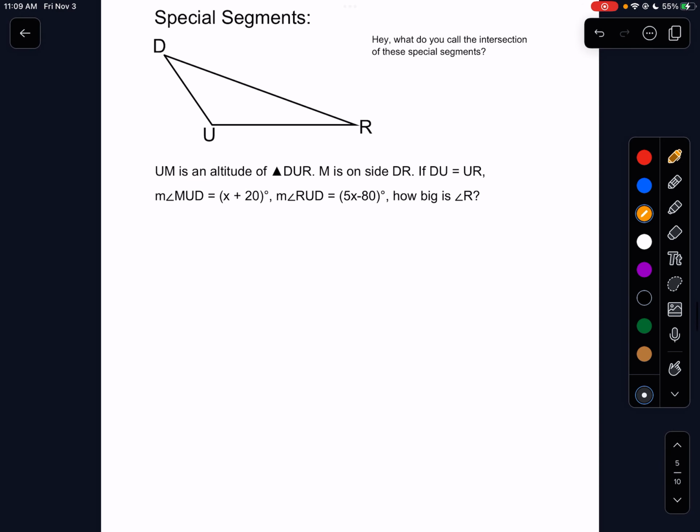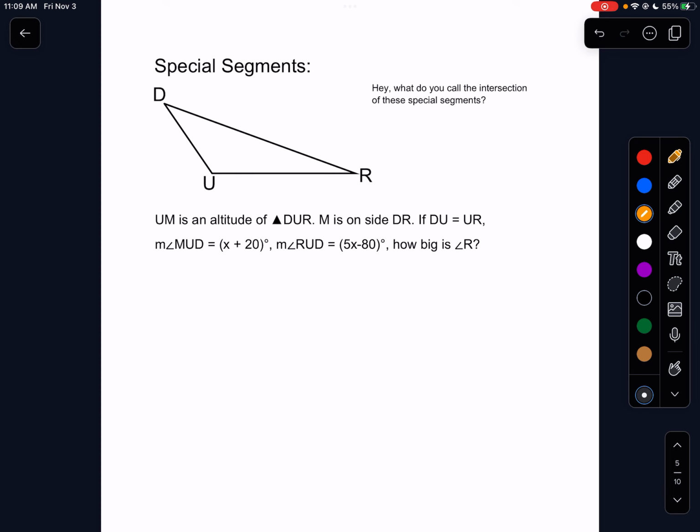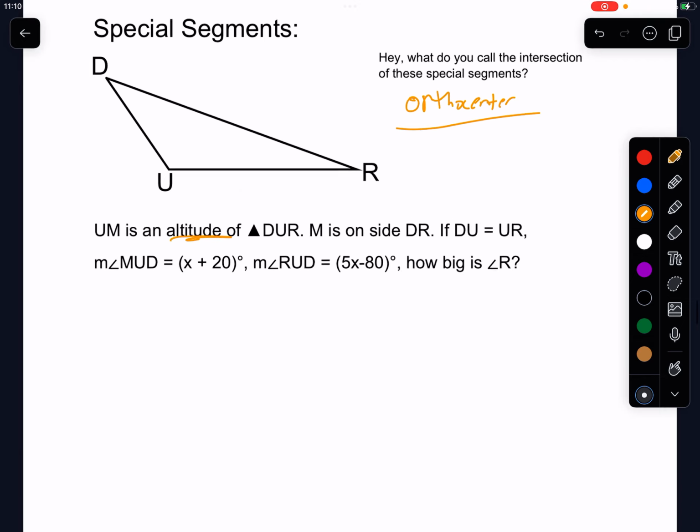All right. Hey, what do you call the intersection of these special segments? These are altitudes. It's called the orthocenter. Orthocenter is used for a few things that we don't care about. Don't worry about it. No special properties, so we'll just leave it at orthocenter.